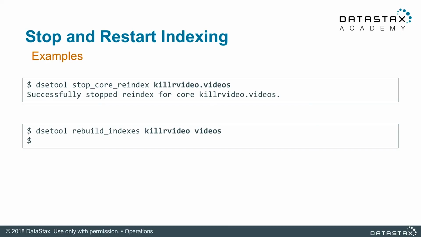The examples here are fairly straightforward. The first example stops the reindexing for the killervideo.videos search index on the local node, and the second example starts a reindex for the killervideo.videos search index on the local node as well. The examples will also show what sort of response to expect when these commands are executed. The stop core reindex does return a message indicating that the reindex was stopped. However, the rebuild index command only returns a prompt and does not respond with any useful messages.